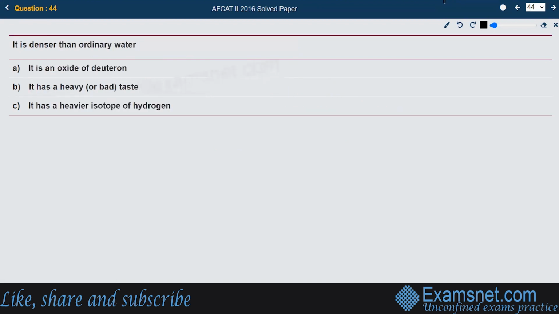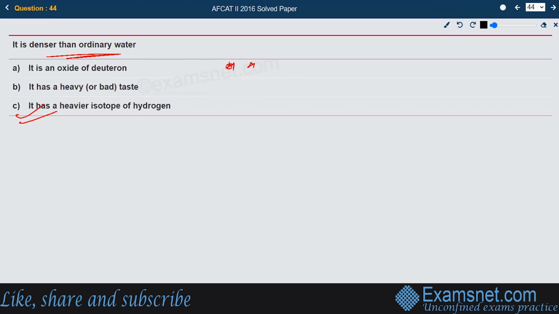Now, what is denser than ordinary water? They are asking what is denser than ordinary water, and the right answer is option C. It has a heavier isotope of hydrogen. Heavy water, or deuterium oxide.